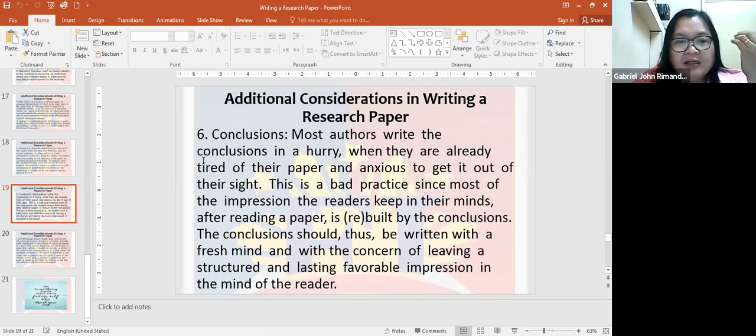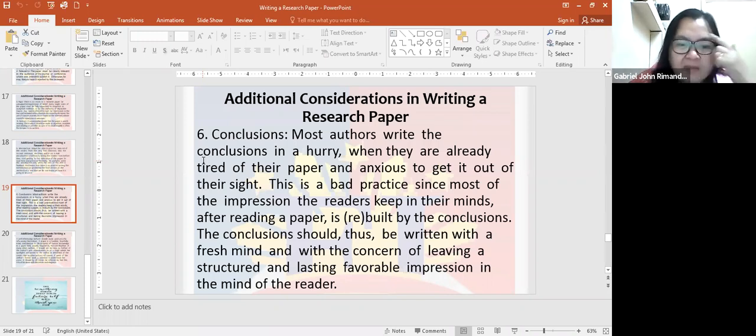And the conclusion would also give your readers a fresh view, or as we say, a fresh mind about this topic that you work on. And lastly, it creates a lasting favorable impression in the mind of the reader. So pag nakita mo ang conclusion, yeah, so this is the part when they would agree or they will refute any findings that you have made. So in this part of your paper, after conclusion, you have recommendation.